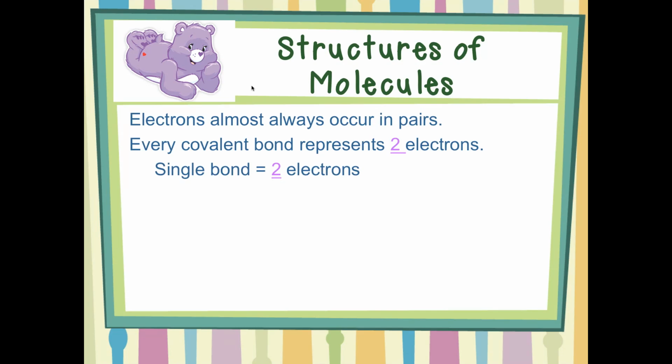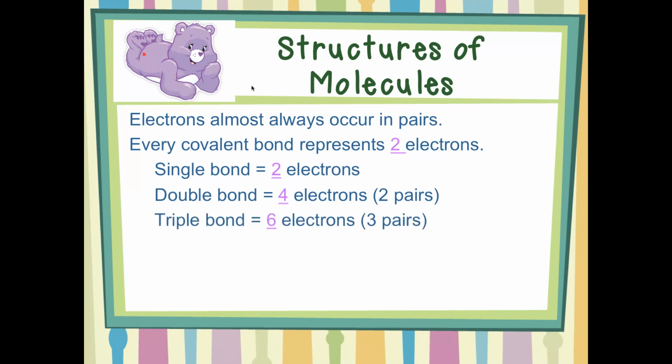So if you have a single bond, that's thought of as 2 electrons. A double bond then would be 4 electrons because it's 2 pairs. A triple bond then would be 6 electrons, 3 pairs.